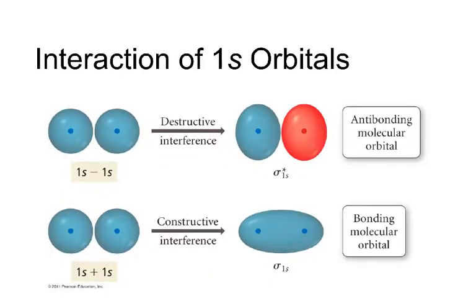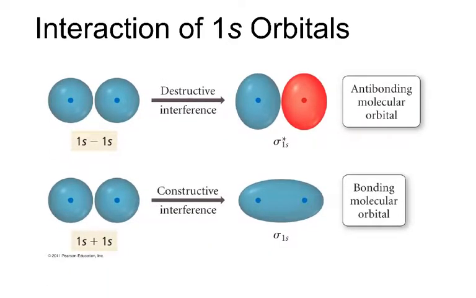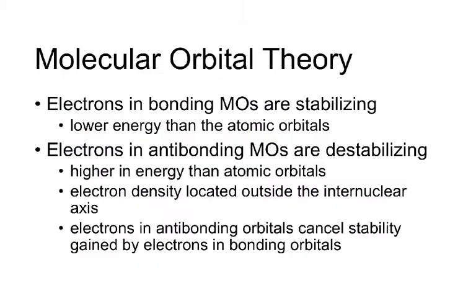Here's a picture for you. If we're looking at the interaction of the 1s orbitals, if they interact destructively, we get an antibonding molecular orbital. We always indicate antibonding with the star. That means antibonding, where you can see right in between there's a node. Destructive interference happens. When there's constructive interference, we get the bonding molecular orbital, where there's lots of electron density in between the two nuclei.